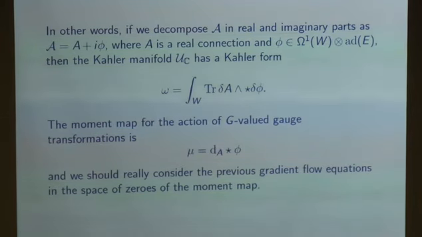And so we can compensate for the fact that our metric was only partly invariant by restricting the gradient flow equations to the zeros of the moment map.